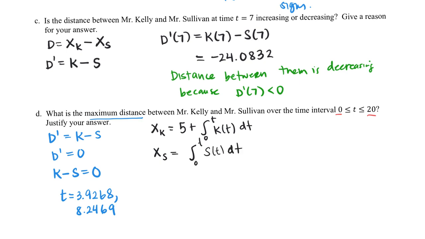Now what is distance? I said the distance was Mr. Kelly's position minus Mr. Sullivan's position, because Mr. Kelly is always ahead of Mr. Sullivan. So d equals 5 plus the integral from 0 to t of k of t dt minus Mr. Sullivan's position.